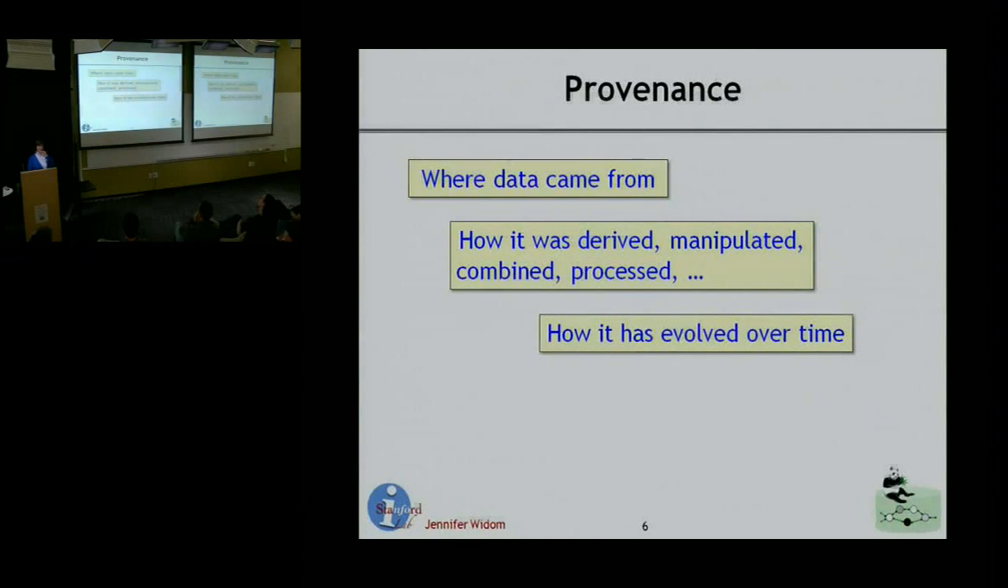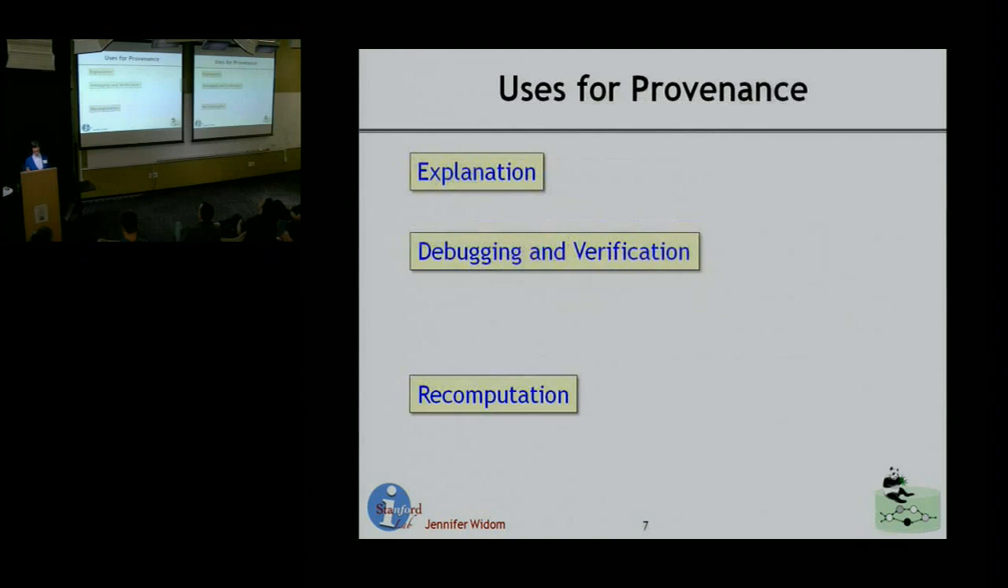Okay, so let's go back and talk about provenance a little bit. I'm going to give you a definition, but different people have different definitions. Very broadly, provenance is where data came from in the first place, how it was derived, how we manipulated it, combined it, and so on, and also potentially how it's evolved over time. And there are plenty of uses of provenance, and probably everybody sitting here has some use of provenance in their mind, probably a bunch of different ones.